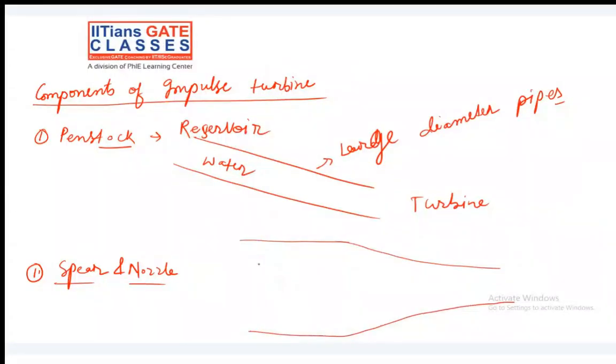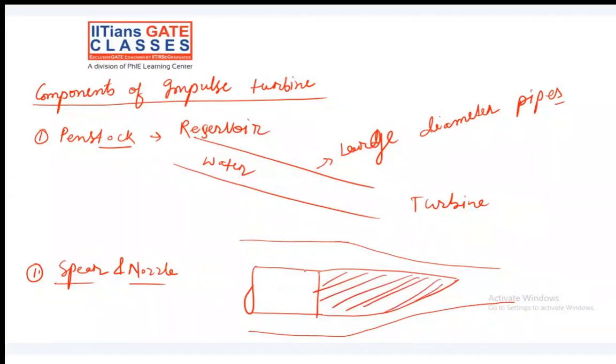Through this nozzle we are supplying fluid. Sometimes we need to control the rate of flow also, yes or no? Sometimes we may need a higher amount of flow, sometimes a decreased amount of flow. So in order to control that, we have a spear fitted inside the nozzle. This is the one which is controlling the area of flow, yes or no? This is the one which is controlling the area of the flow.